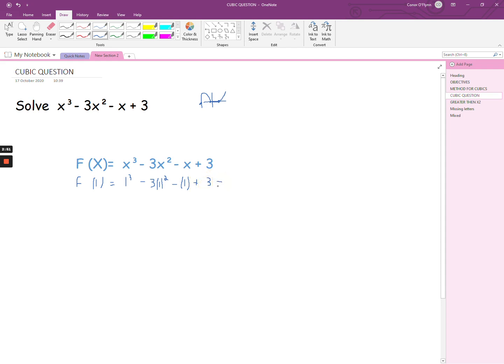If we do that, 1 cubed is 1, that'll be -3, that'll be -1, and that'll be +3. When I work that out, -3 + 3 cancel, 1 - 1 cancel, I will get 0. So it does work out. That means 1 is a root. So one of the roots will be 1. If 1 is a root, therefore x - 1 is a factor.